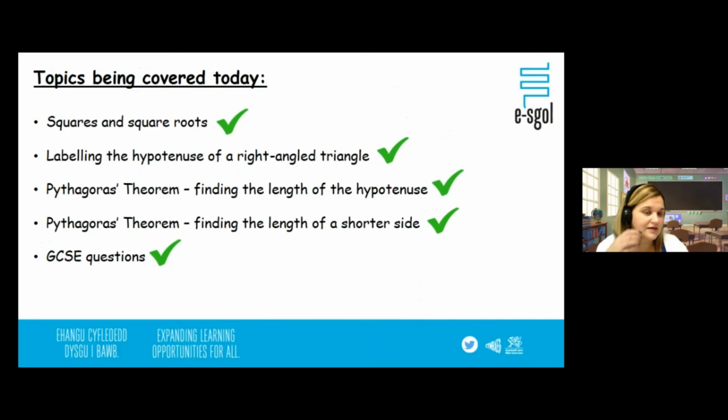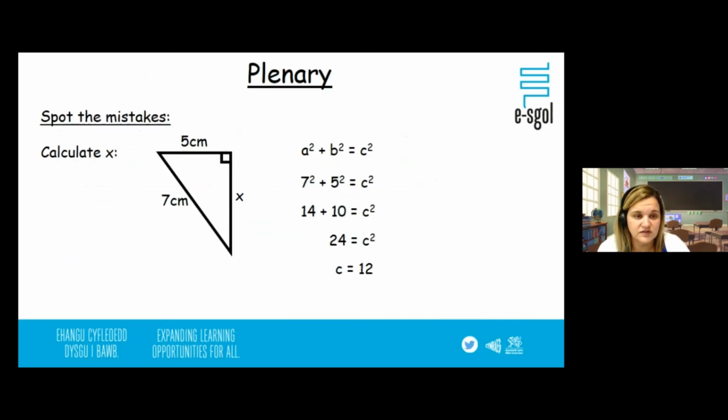Okay, so I'm going to now have a look at the things we've covered today. We've done quite a lot today, and we're going to do one little thing to finish off. So we've got a spot the mistakes question. You've got a triangle on the left hand side and the question says to calculate x. I'm giving you an answer over on the right hand side and I want you to find the mistakes. Now I'll give you a hint. I've picked up 5 errors in this. So can you pause the video and see if you can find those 5 errors, please?